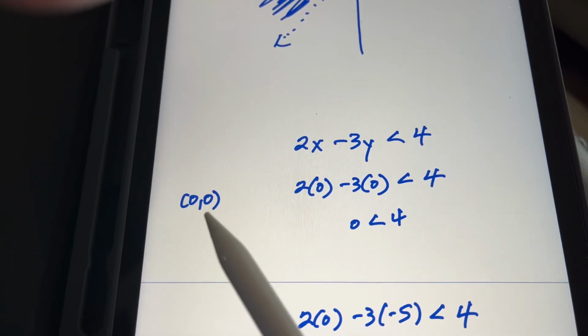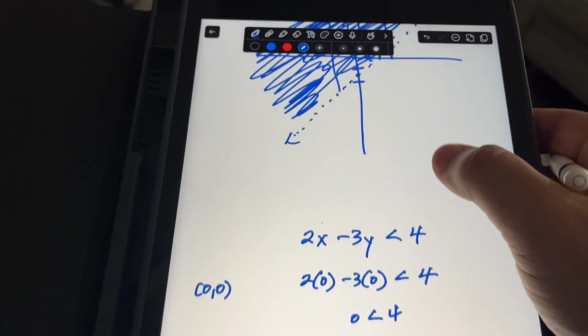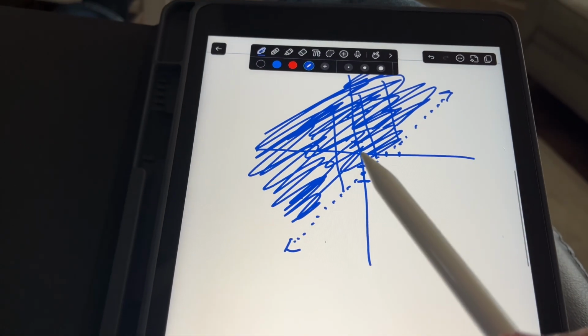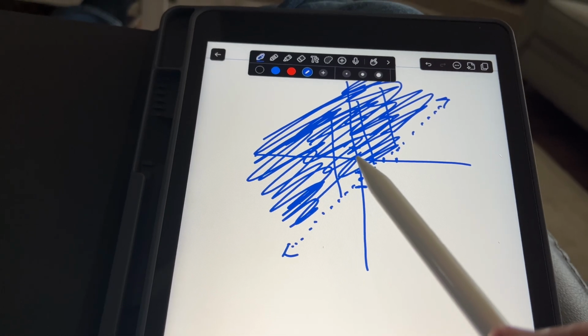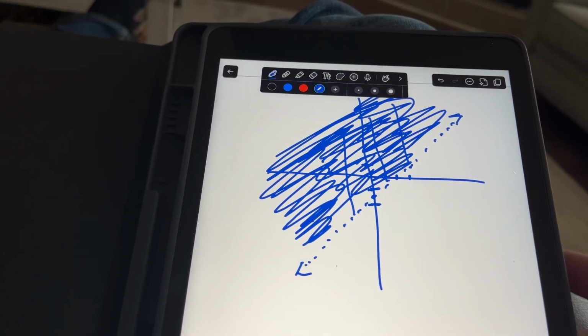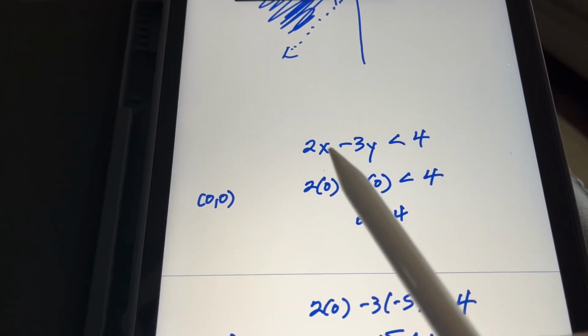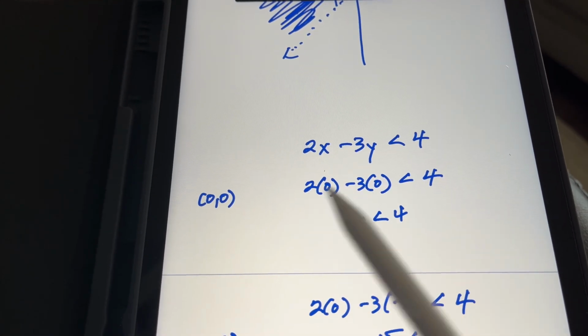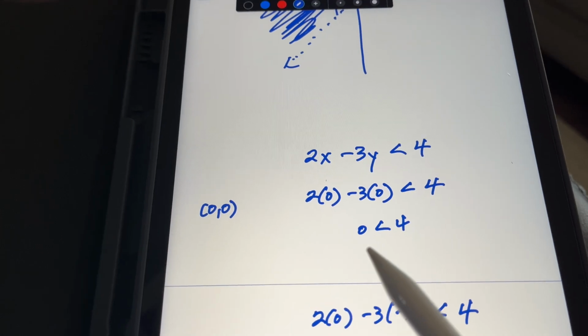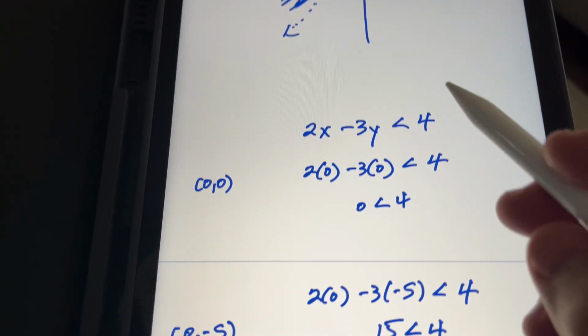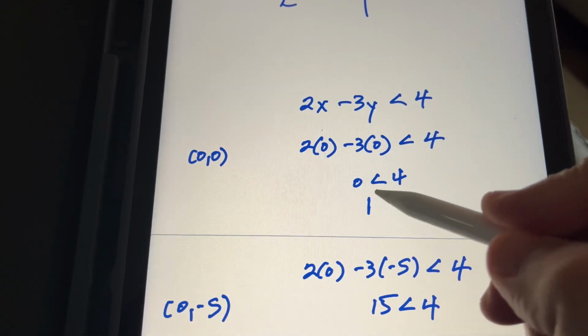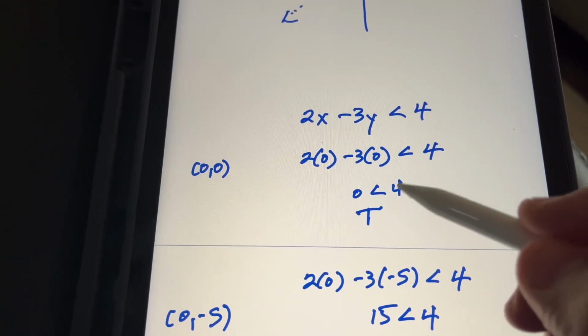I'm going to do a test point of 0, 0. By the way, when you look at 0, 0 here, 0, 0 is right there. So to determine which way we should shade, what we do is we plug 0 in for x and 0 in for y, and we do the math. Now, if you do that, you get 0 is less than 4. Well, 0 is less than 4. So this is true. This is a true statement.